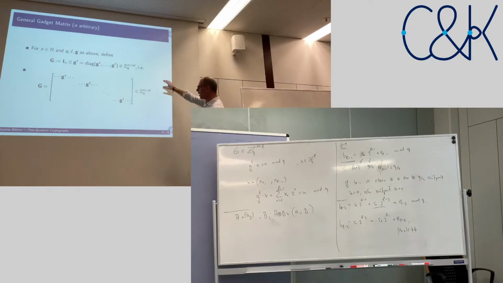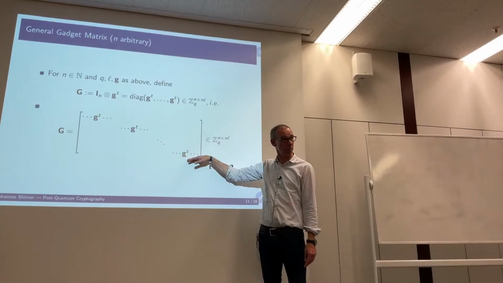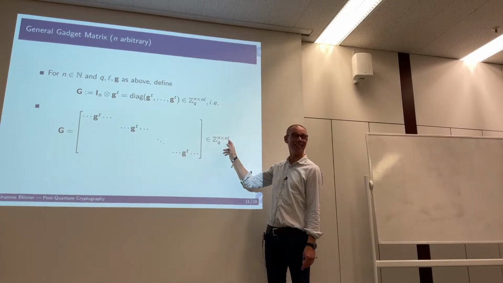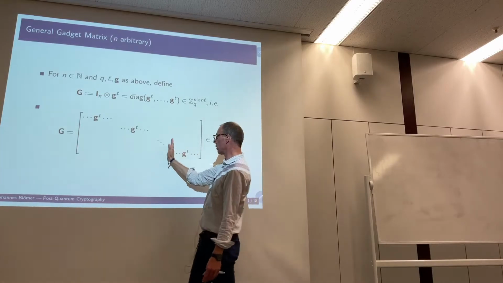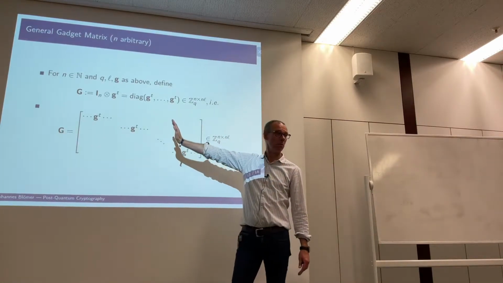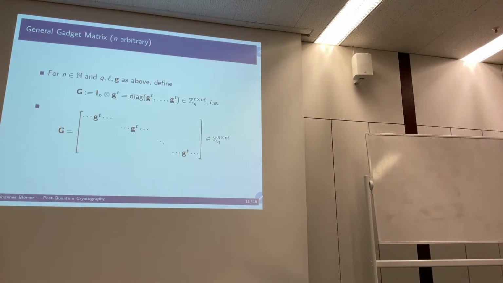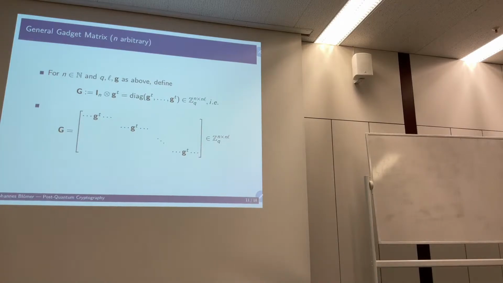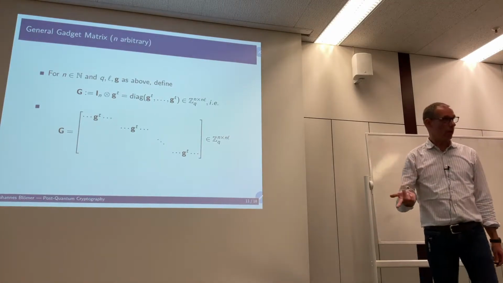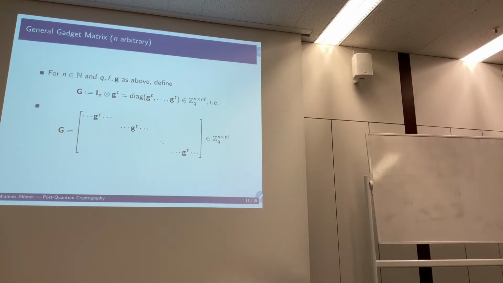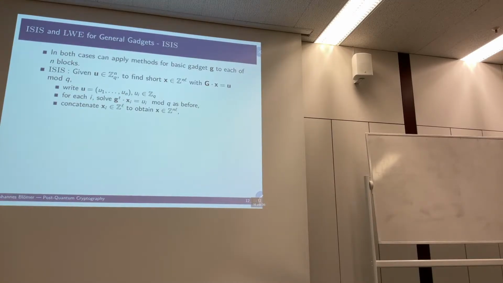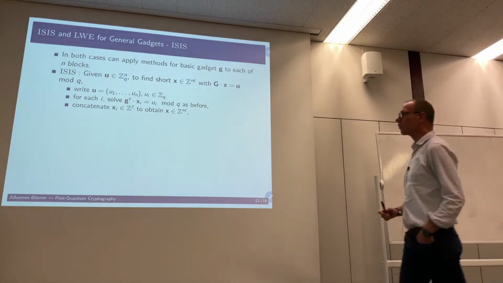Anyway, what are the dimensions of this matrix? Well, we have n rows, yeah? And the number of columns is n times L, because each of these blocks is L columns. Okay, so that's it. That's our G. Now we have to make sure that for this G, we can also solve ISIS and LWE. In both cases, we basically apply the methods for n equal to 1 and do that blockwise. So let's look at it for ISIS.